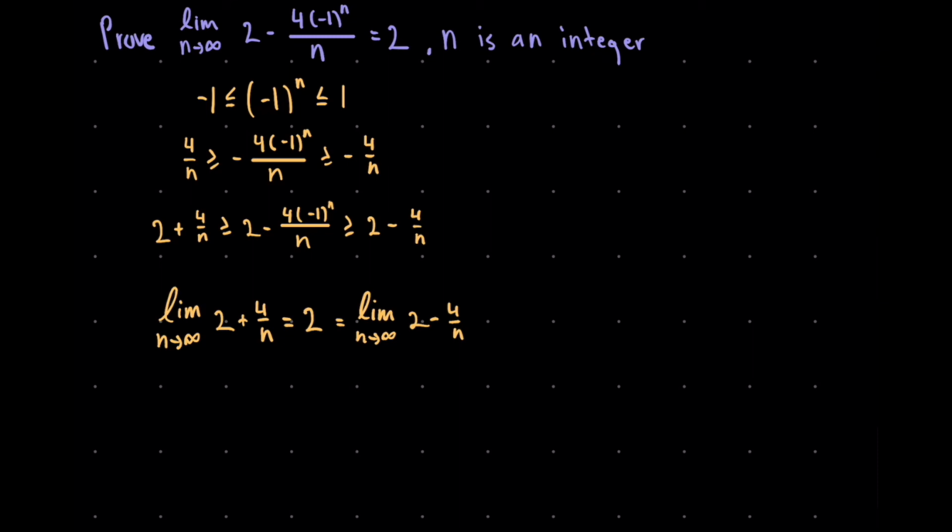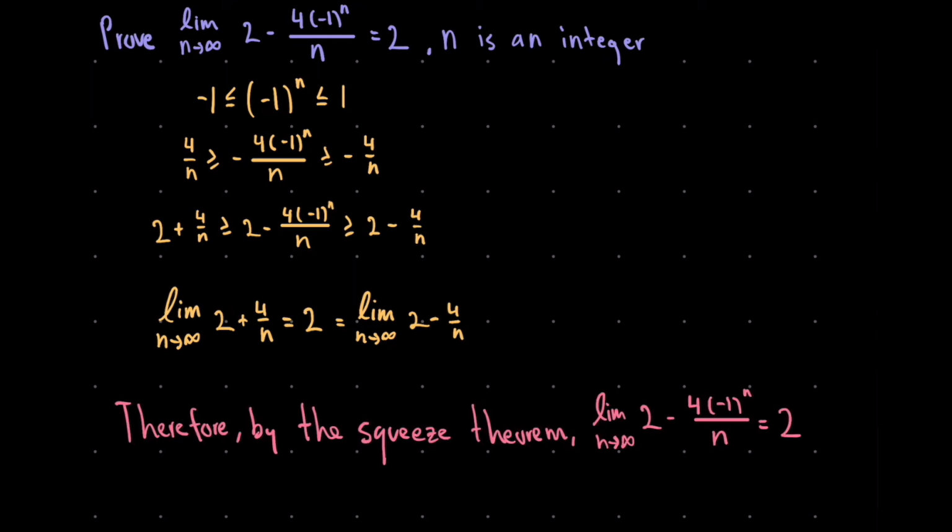And so we have finished our proof by squeeze theorem, and all that remains is the concluding statement. Therefore, by the squeeze theorem, the limit as n goes to infinity of 2 minus 4 times negative 1 to the n over n is equal to 2.